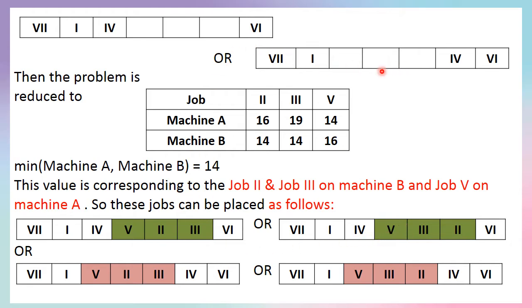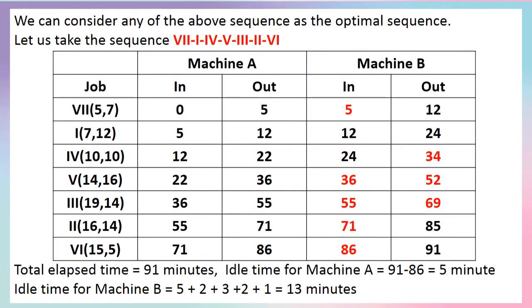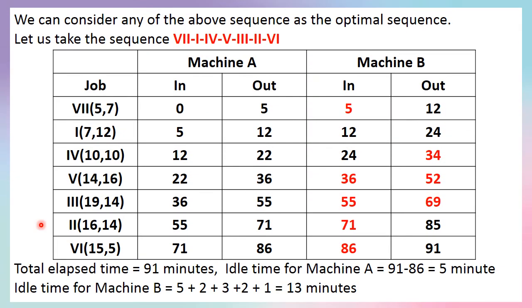And if you consider the second sequence from the previous step, then we can again take these two different orders, 5, 2, 3 and 5, 3, 2. So we have 4 different optimal sequences. Any one we can use to find the total elapsed timing. Here we can consider any one of the obtained sequences in the above step. Let us take the sequence 7, 1, 4, 5, 3, 2, 6.